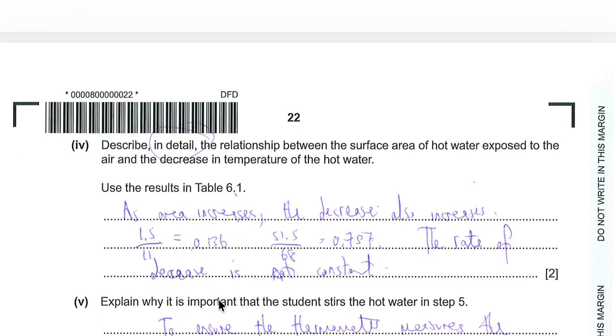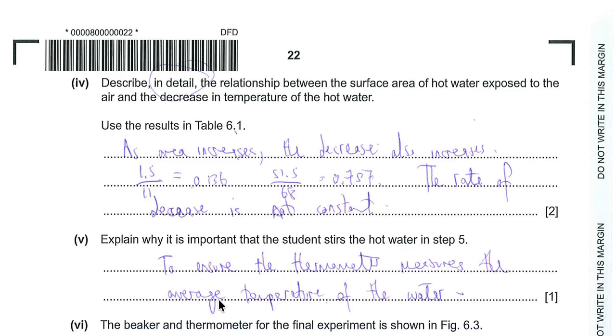Okay, a more functional step asks us to explain why it's important that the student stirs the hot water. Well, it's to make sure that we've got an even distribution of the temperature. In other words, that we're measuring the average temperature. If you didn't stir it, you could have hot areas and cold areas, and that would mean you'd be measuring not the average temperature, but the temperature of just one part of the water.